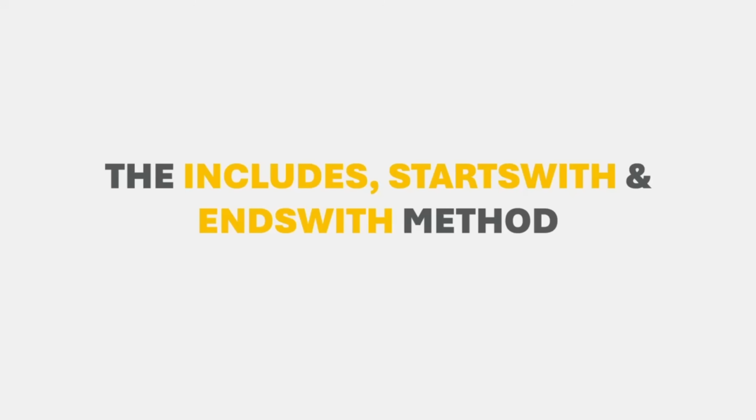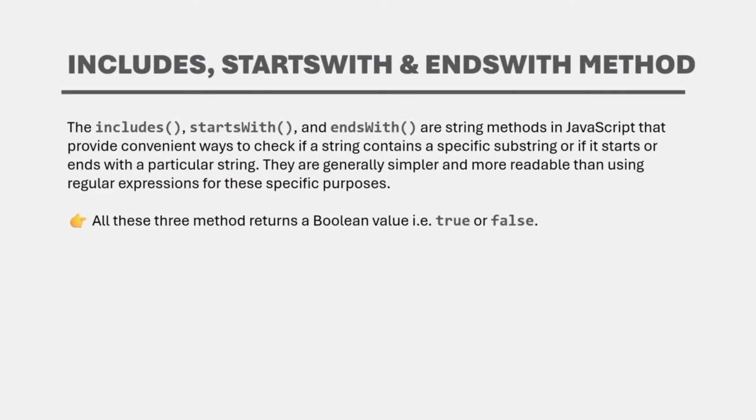In this lecture, we are going to learn about a few more string methods in JavaScript like includes, startsWith, and endsWith. The includes, startsWith, and endsWith are string methods in JavaScript that provide a convenient way to check if a string contains a specific substring or if it starts or ends with a particular string. And all these three methods return a Boolean value.